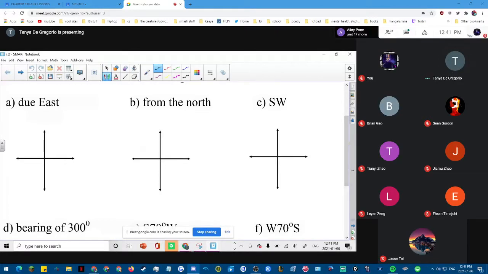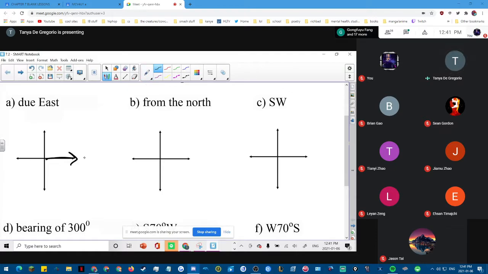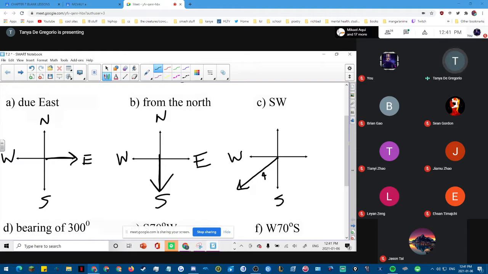How would I draw this? If I'm showing a vector that is traveling due east, how would I draw it? Well, it's coming from the west, going towards east. From the north, well, if it's from the north, then it's actually traveling south. Southwest. So southwest means 45 degrees in between south and west. Any questions?